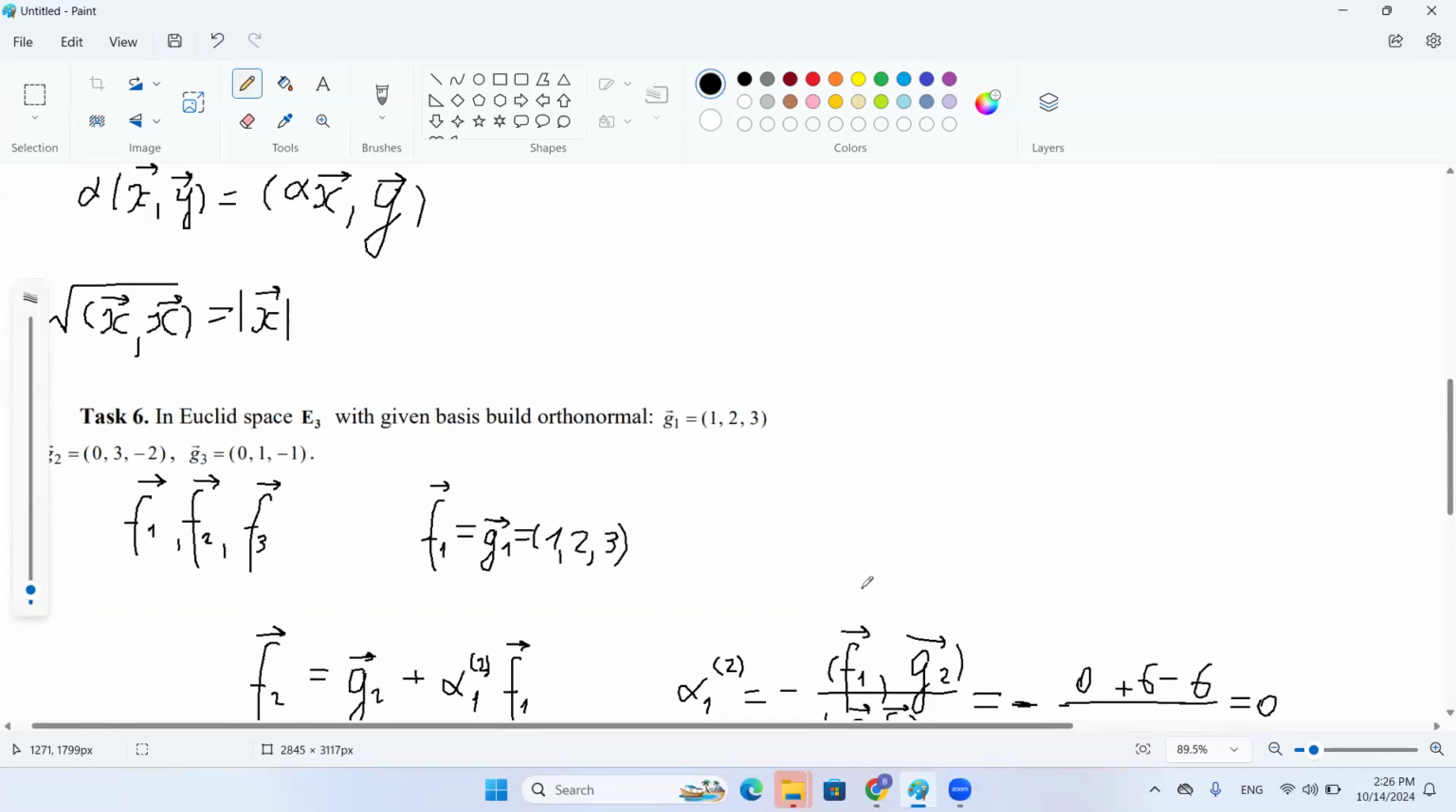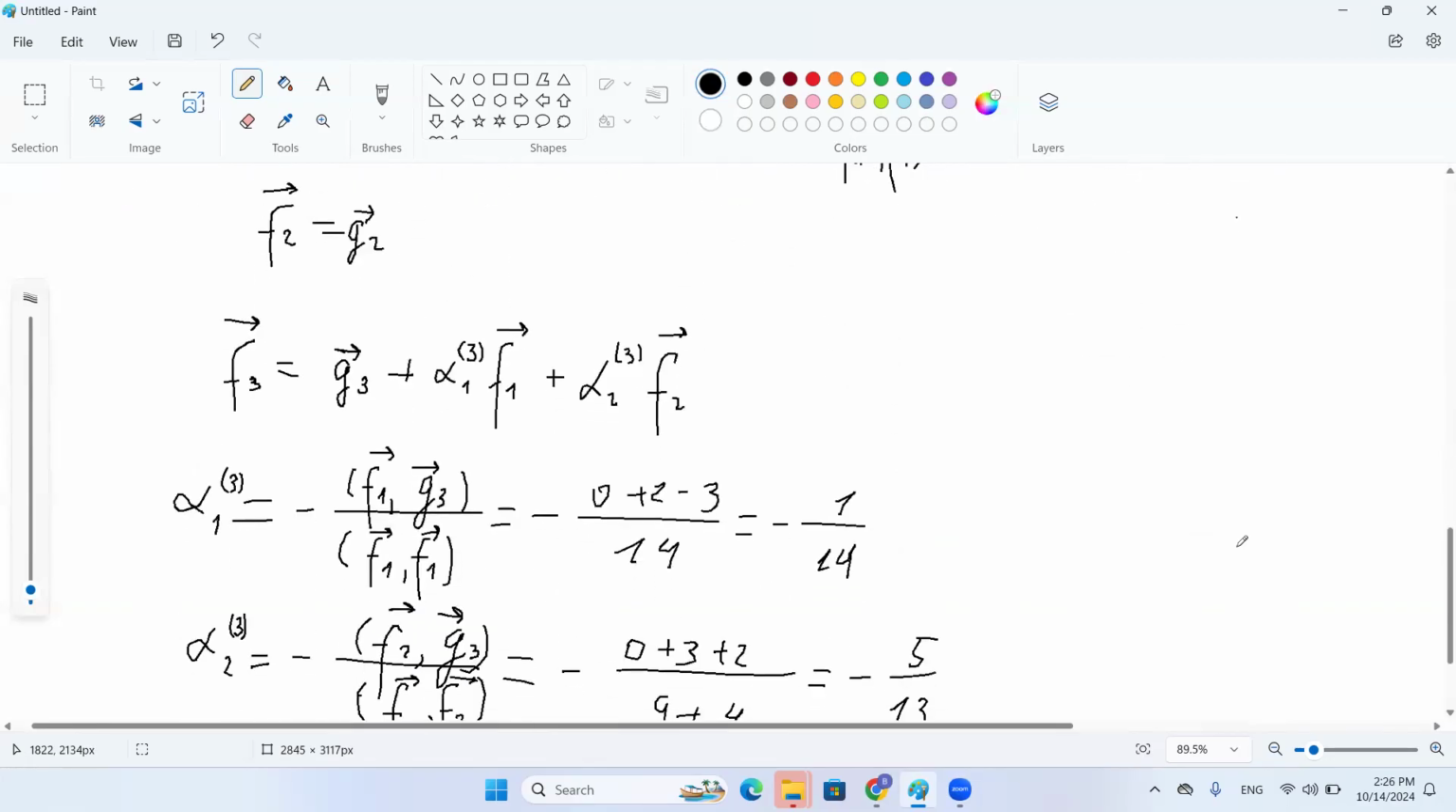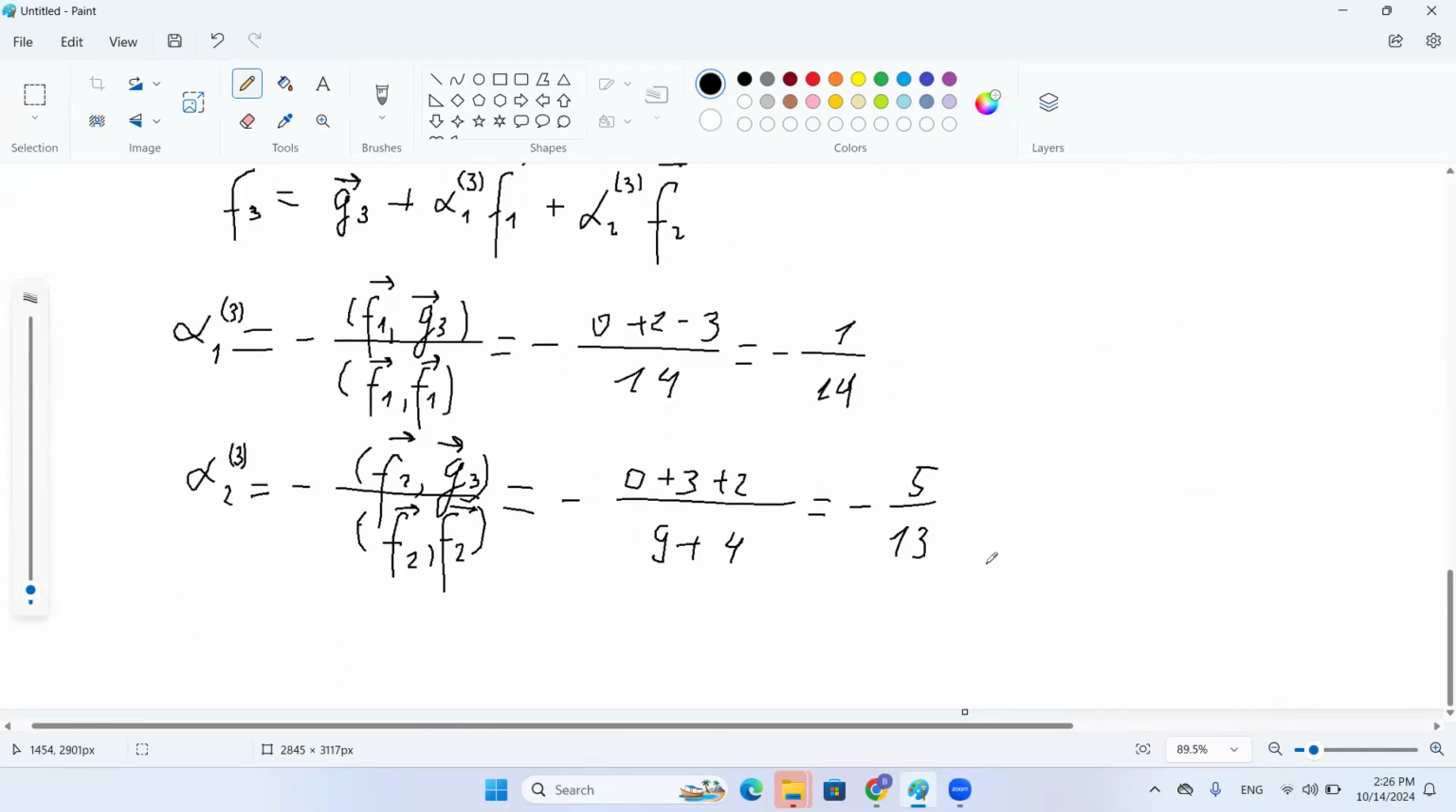Okay. So it seems that everything is correct for now. Daniil, any questions? f2 is equal to g2, yes? Yeah, because g1 and g2 are orthogonal, since their scalar product is 0. So it simplified our task on the second iteration.